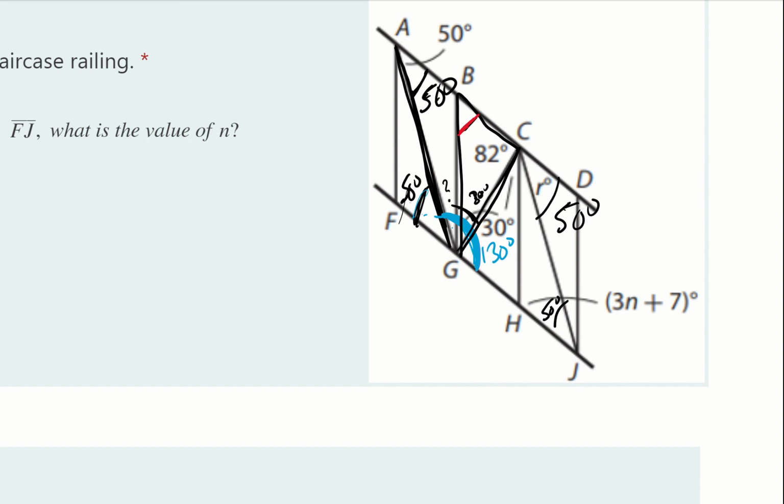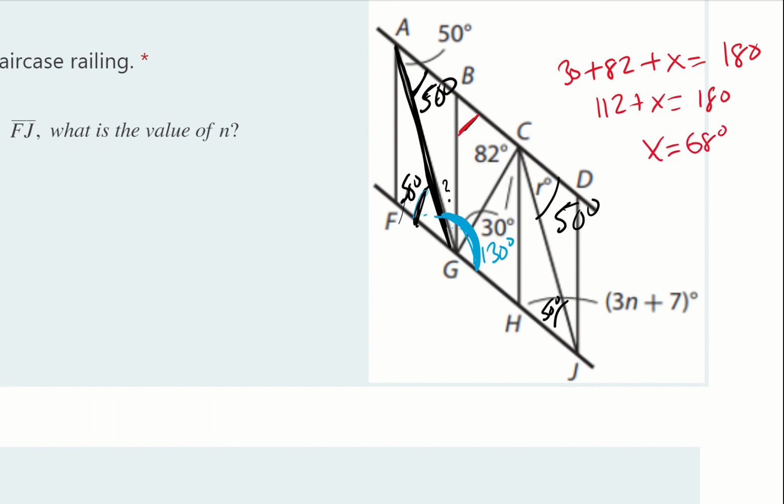I'll do it in red, because the angles in a triangle add up to 180. So 30 plus 82 plus that red angle, x, is 180. So the unknown angle has to be 68 degrees. So this red angle has to be 68. And because that's 68, that means this has to be 68, because those are alternate interior angles.